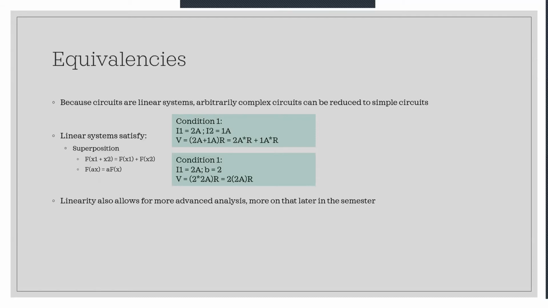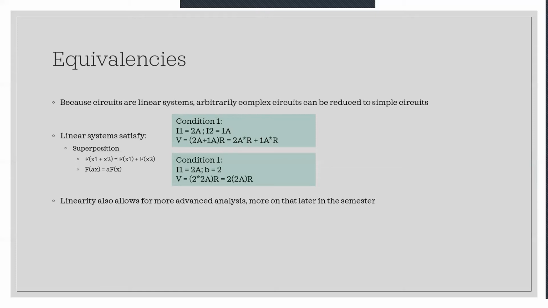So if I1 is equal to 2 amps and I2 is equal to 1 amp, is our voltage going to be the same for both methods of adding them together? Looking at the example, yes it is. 2 amps plus 1 amp is 3 amps times resistance. So the voltage is going to be 3 amps times R. And if we do it individually, we get 2 amps times R plus 1 amp times R. Factor out the R, and once again, we get 3 amps times R. So it's equivalent. That's condition 1.